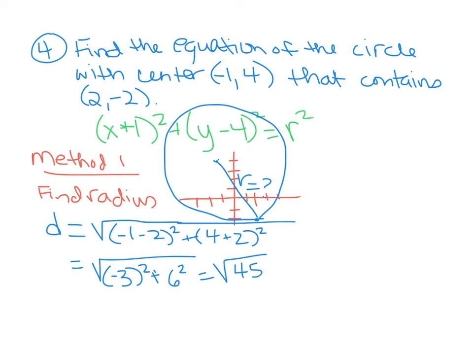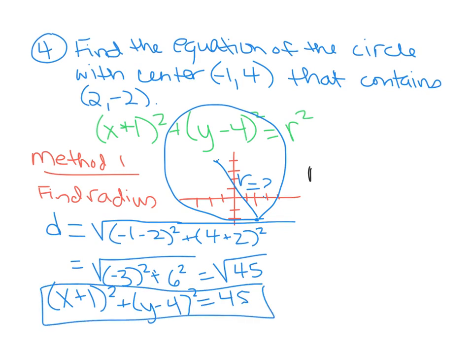Now, this is one of the places where you probably do not want to simplify this radical because you'll just get something more complicated. So I would leave it as is. So my radius is radical 45. My final answer for this is going to be x plus 1 squared plus y minus 4 squared is equal to radical 45 squared, which is just 45.